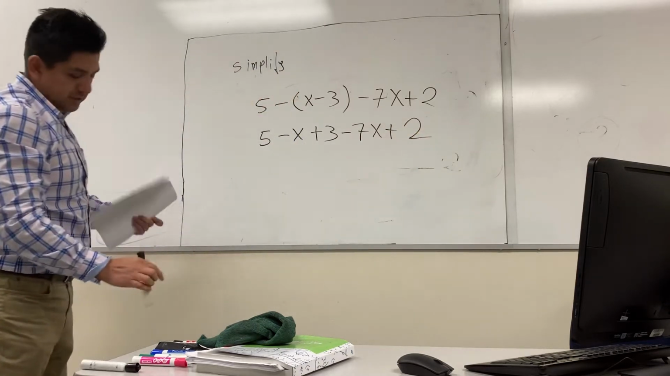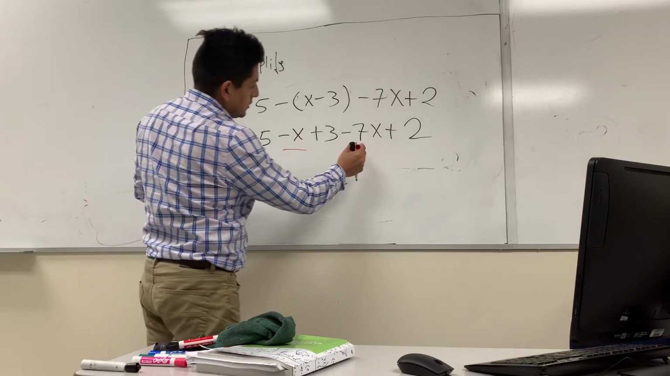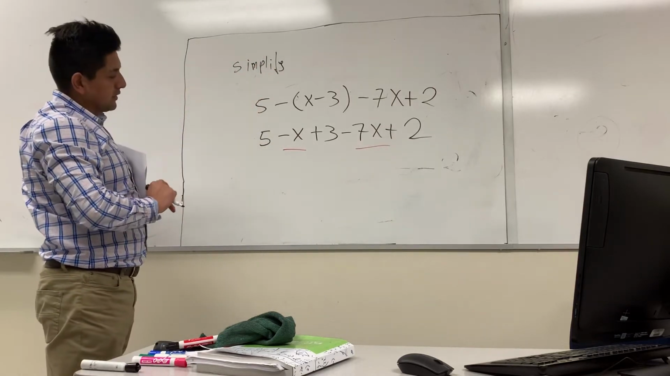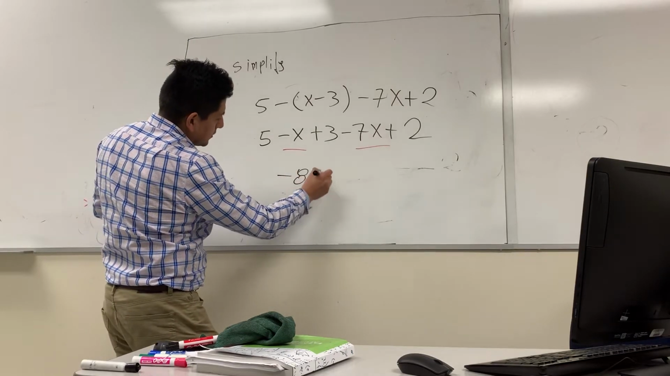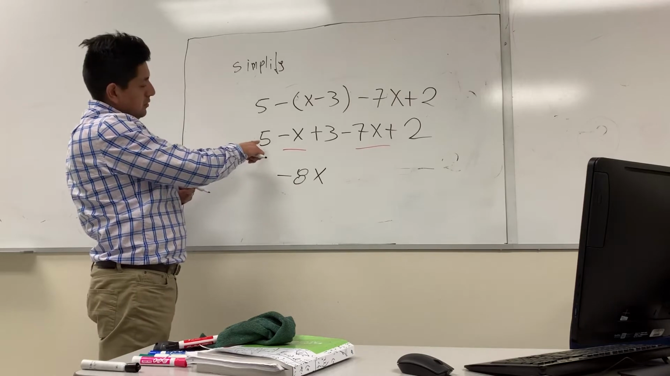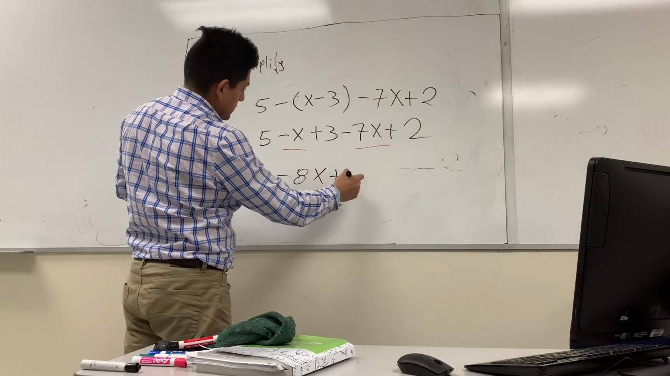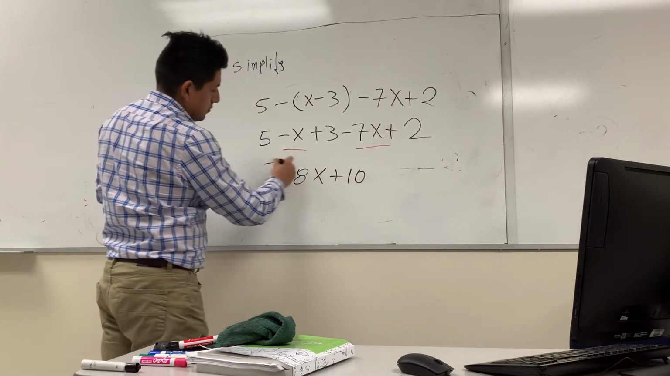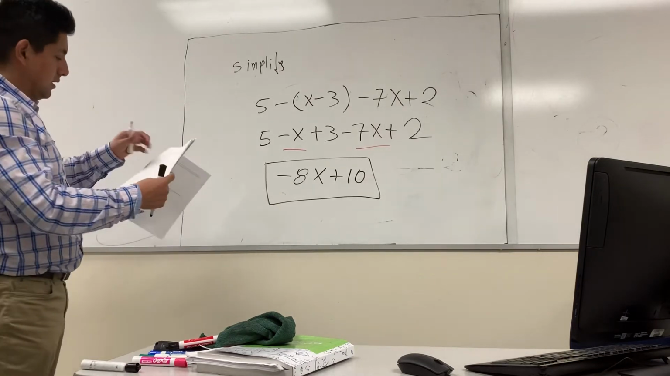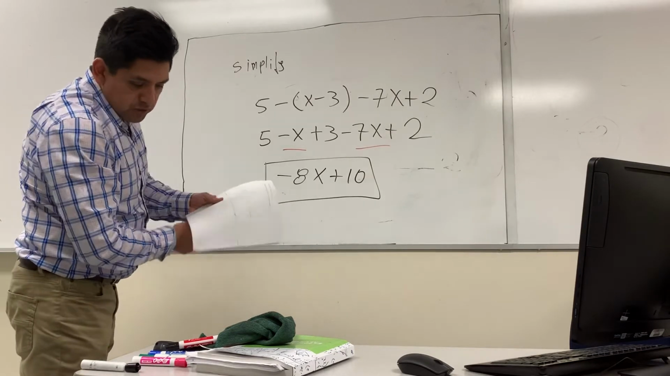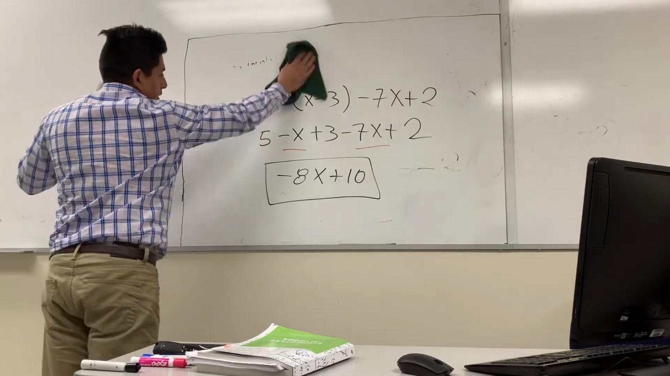Now I combine like terms. So let me use a different color. This and this are like terms because they have x's. By combining those, I will have -8x, and then I combine 5, 3, and 2. That's going to give me 10. Okay, so that will be the final answer. And then on the next page, we have some more examples of the same type.